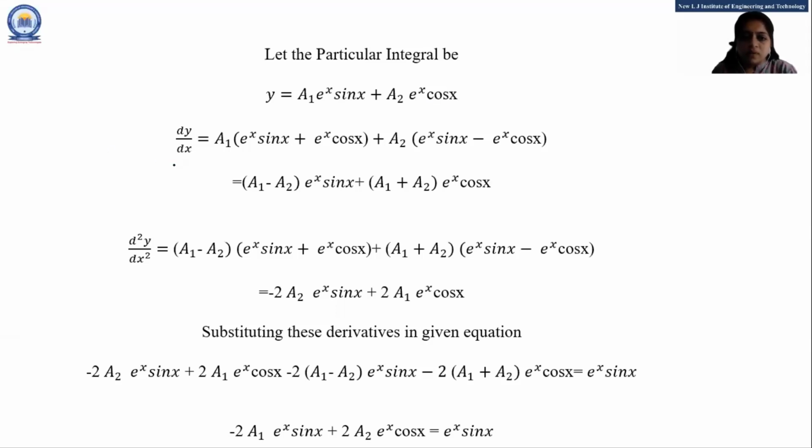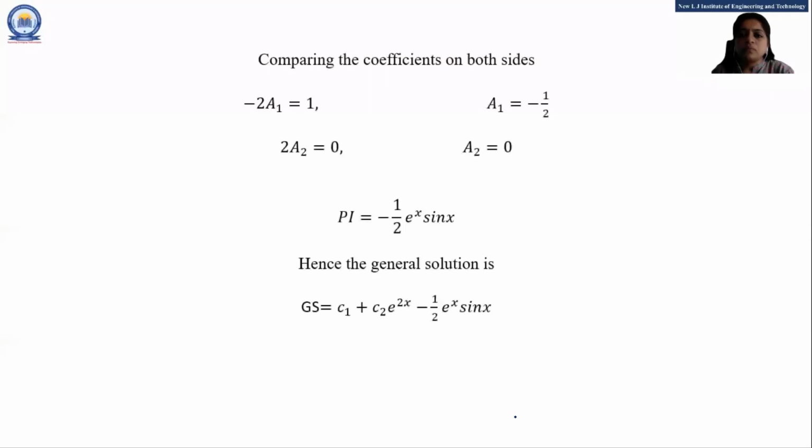Okay, this is our dy. This one is our d square y. Substituting the derivatives dy and d square y in the given differential equation, we get after simplification this last equation. By comparing coefficients on both sides, the value of a1 is minus 1/2 and the value of a2 is 0. If I substitute the values of a1 and a2 in the assumed particular integral, this is my final particular integral, and this is the general solution, CF plus PI.